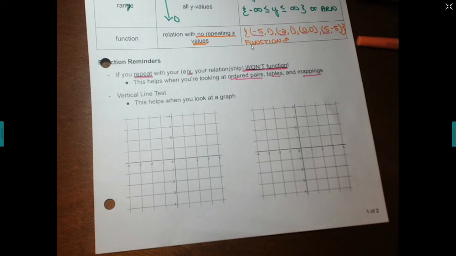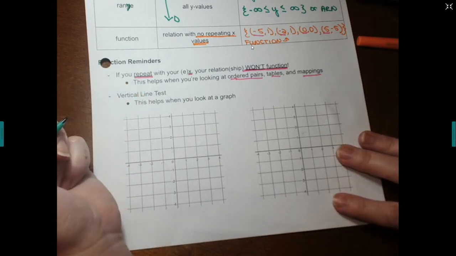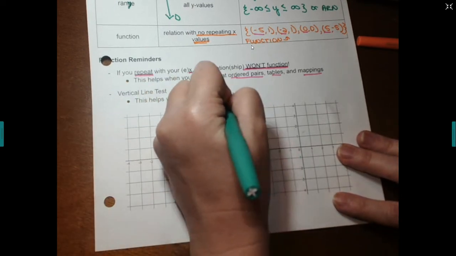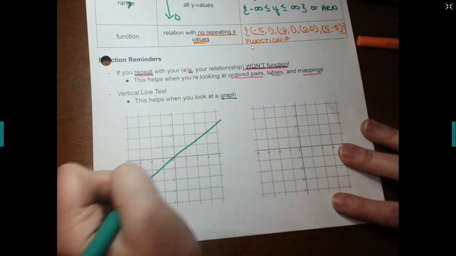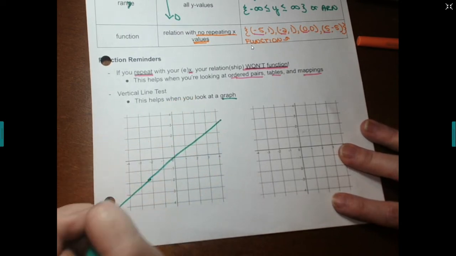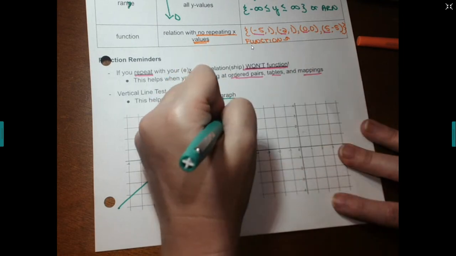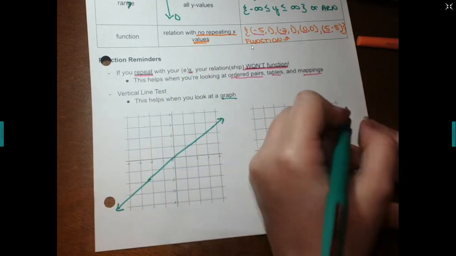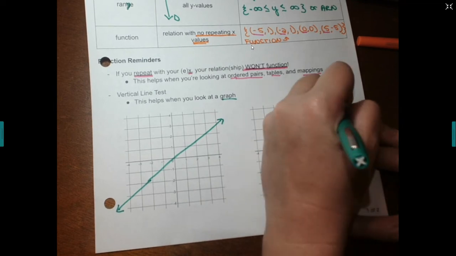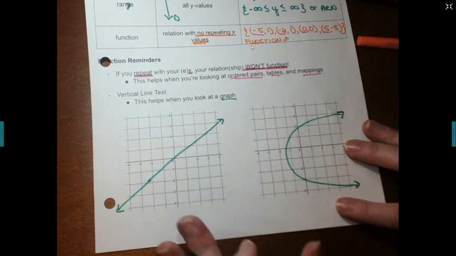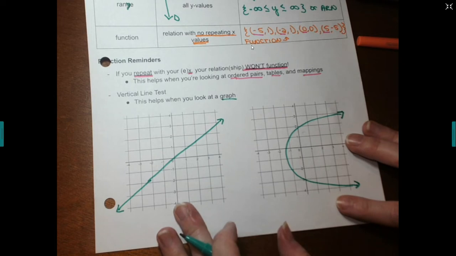So next up, the other thing that we can think about to help us identify if something is a function or not is the vertical line test. This helps when you're looking at a graph. So I'm going to draw two quick graphs here. Okay. One of these passes the vertical line test and one fails it.